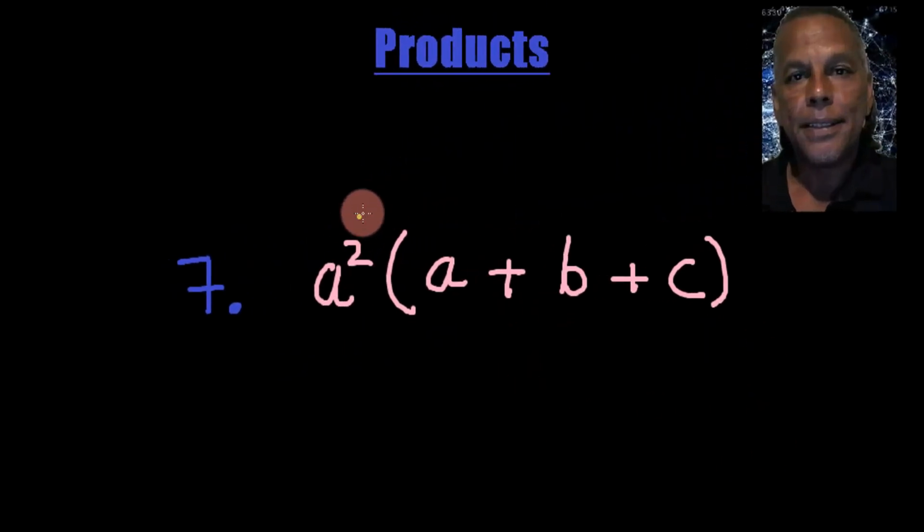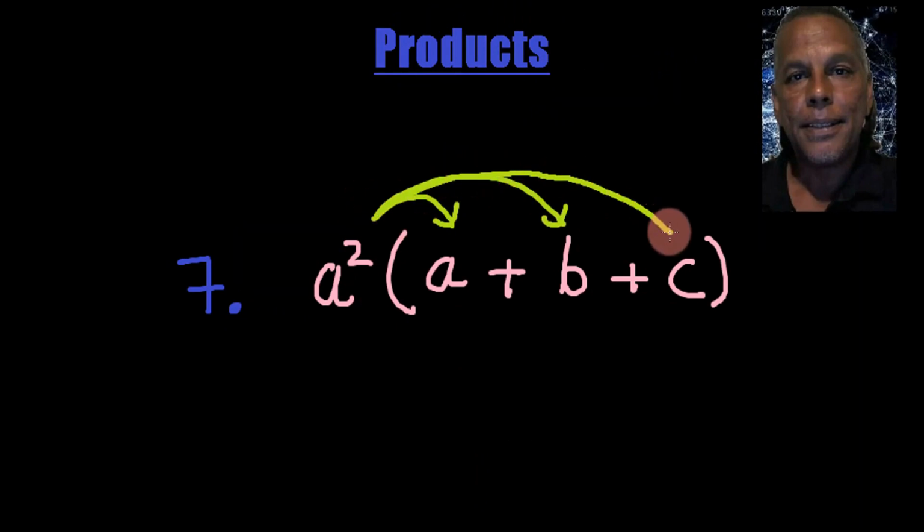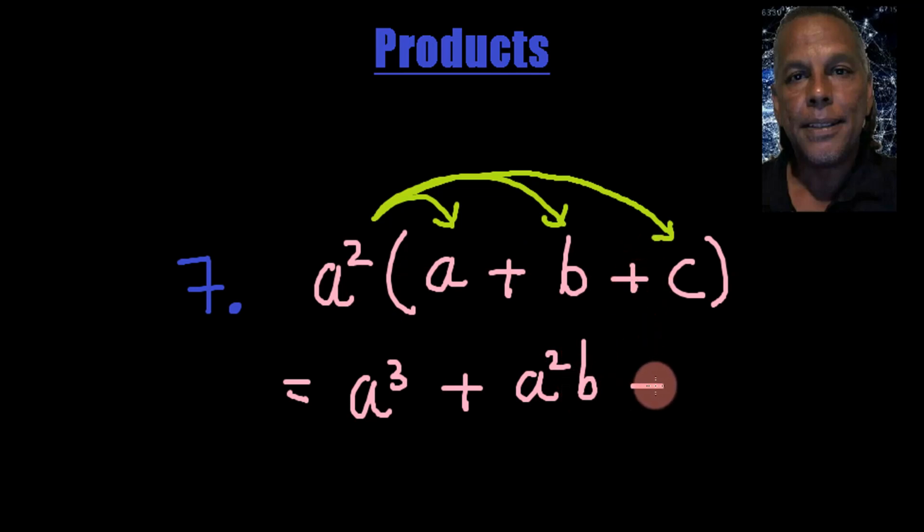So multiplying the a squared into the brackets. When we multiply a squared by a, we add the powers, and of course, there's a power of 1 here that we don't write. So a squared times a will be a cubed when we add the powers. Then we have the plus. A squared times b is a squared b. Then this plus. And a squared times c is a squared c.